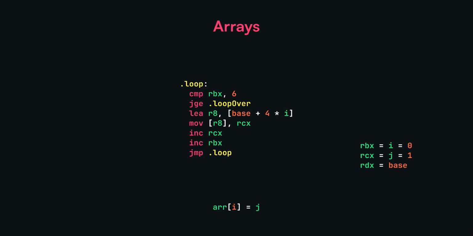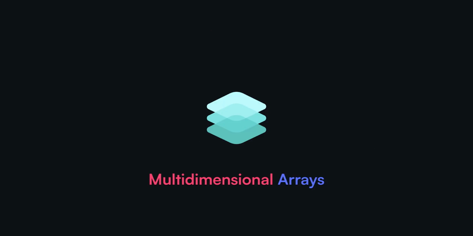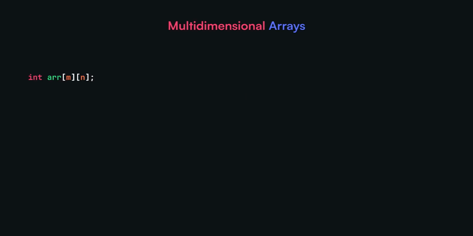So if you can understand this looping pattern, you will never have a hard time understanding assembly code which have arrays. So we're now going to learn about multi-dimensional arrays, and to make it easier to understand, we're going with a two-dimensional array. A two-dimensional array is basically a matrix. It can be thought of as an array of arrays.